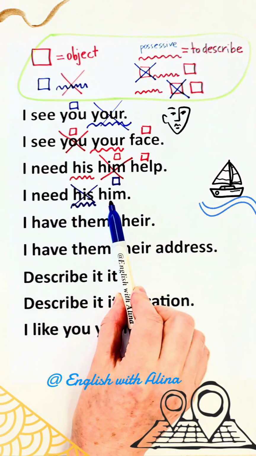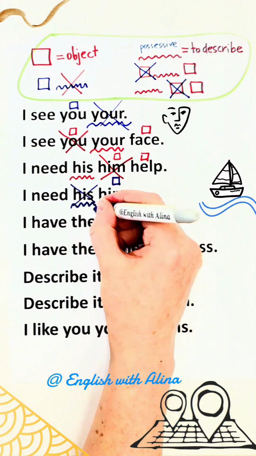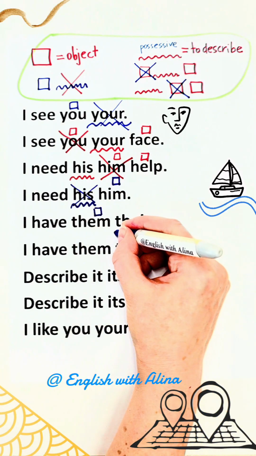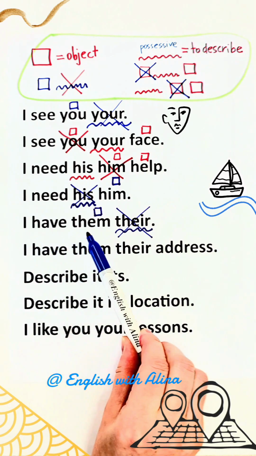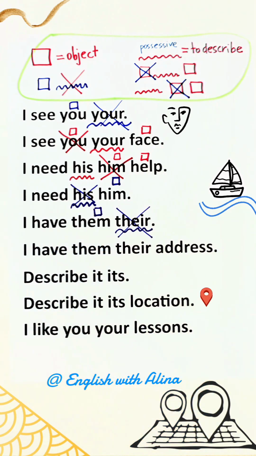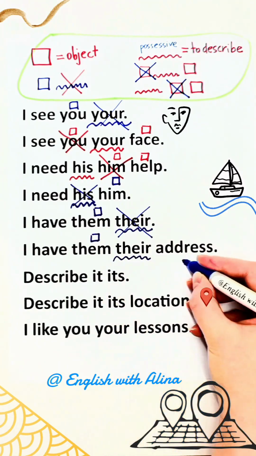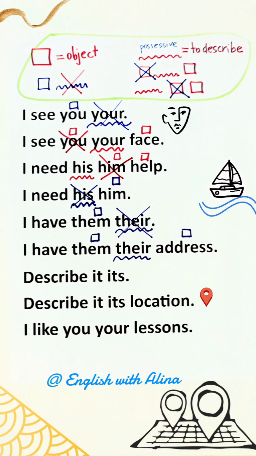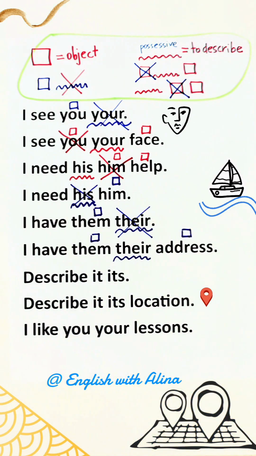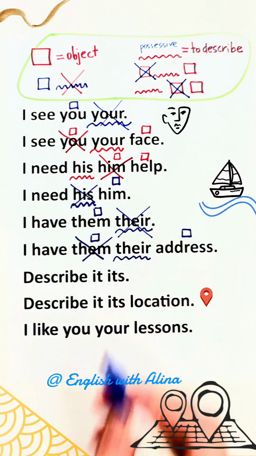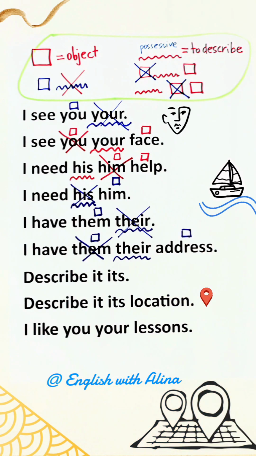I need him. I have them. There. Them is an object. There is a possessive. Drop the possessive. I have them. That's an object. There, a possessive. Address is an object. Drop the first object. There. Keep the possessive. I have their address.